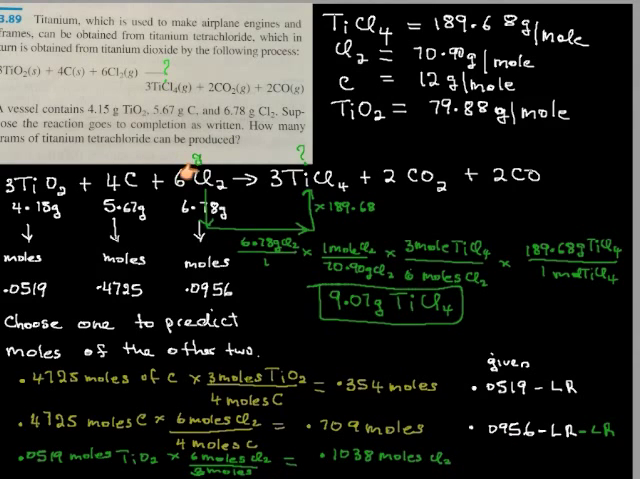Now I have a given, and I can use my standard procedure to predict the mass of titanium tetrachloride. Starting out with the mass of chlorine, going from mass to moles of chlorine, I divide by the molar mass of chlorine. Then I multiply by 3/6. It is the coefficient of the question mark over the coefficient of the given. And then going up, I need to multiply by the molar mass of the titanium tetrachloride. And my final answer is 9.01 grams of titanium tetrachloride.